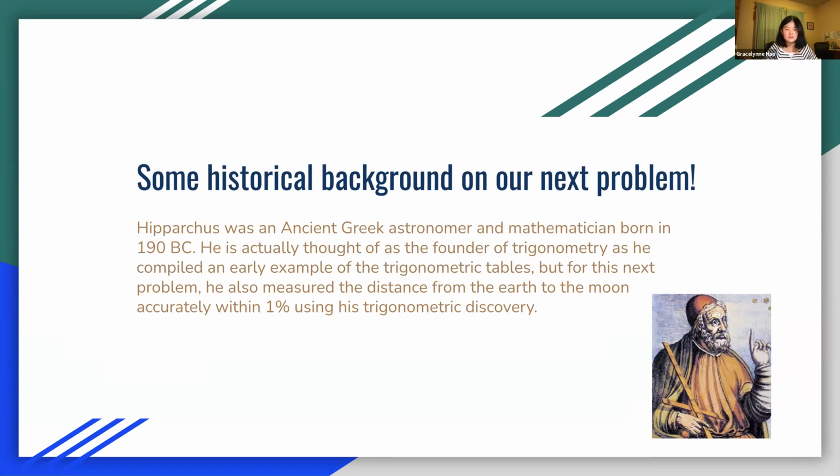But he was alive around 200 years before Christ, and he is thought of technically as the founder of trigonometry, because he was found to have compiled an early example of the trigonometric tables. So like what the values of sine of 3 degrees and such were. But for this next problem, he is actually also known to have measured the distance from the Earth to the moon pretty accurately, within 1% using his discovery of trigonometry.